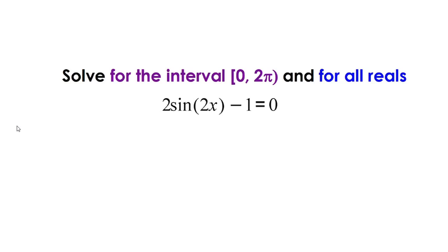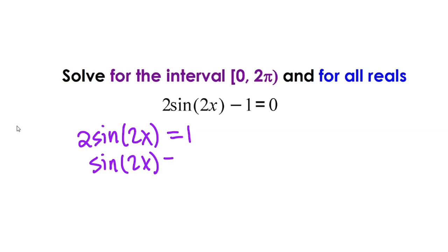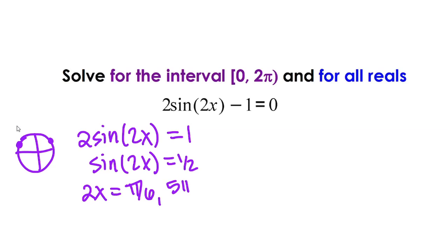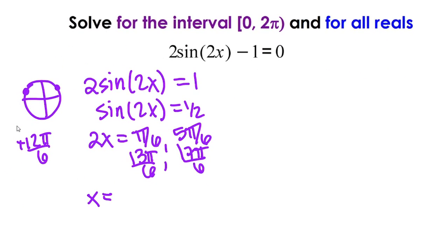We'll start with interval. So 2 sine of 2x equals 1. Sine of 2x equals 1/2. I like a picture. This is when sine is 1/2 and here. So 2x is going to be pi over 6 and 5 pi over 6. For the interval, we have to add our 2 additional answers to get 13 pi over 6 and 17 pi over 6, and then we divide by 2 to get all the answers that are in the interval.